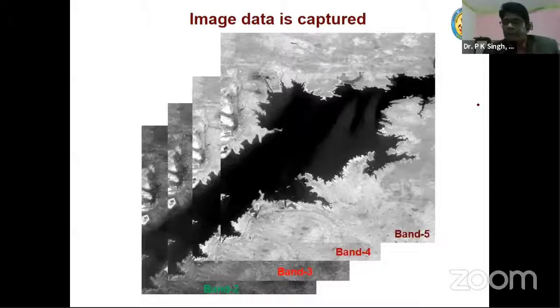When image data is produced from different sensors, you will have to do some analysis to extract the maximum information you are interested in. See, these are 4 bands of a 1 degree sheet, rather, it's a topo sheet. I have shown band 2, band 3, band 4, band 5.